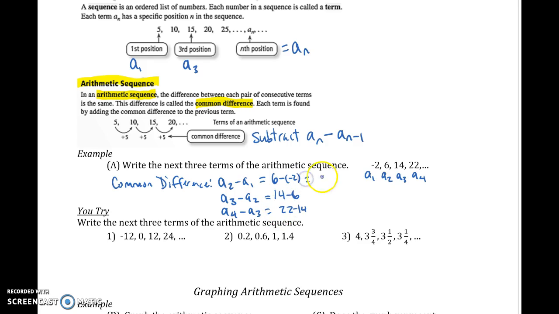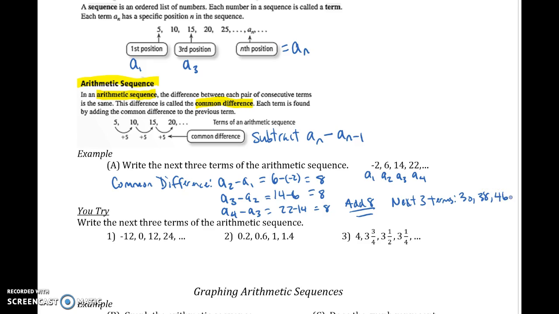And what do you know? These all end up being 8. So that's a positive 8, so I'm adding 8 each time. That's basically my pattern. So to find the next three terms, I'm simply going to add 8 every time. So 22 plus 8 is 30, 30 plus 8 is 38, 38 plus 8 is 46.